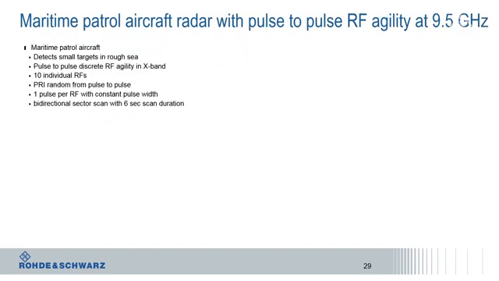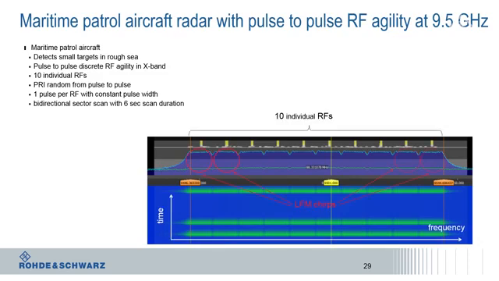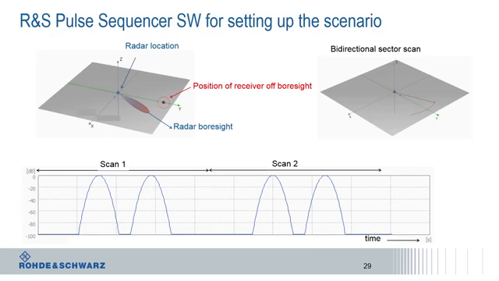The fourth radar was in X-band and uses pulse-to-pulse RF agility. Here is the spectrum and the spectrogram. It consists of 10 individual RFs. Each pulse uses modulation on pulse with linear frequency modulation. This can be seen in the red circles. This radar uses a sector scan, which is bidirectional. To have a better understanding of the scenario, let's have a look at the 3D preview which is available in the pulse sequencer software. The object in the red circle is off the radar boresight, which is shown in blue. So it is not in the main beam.